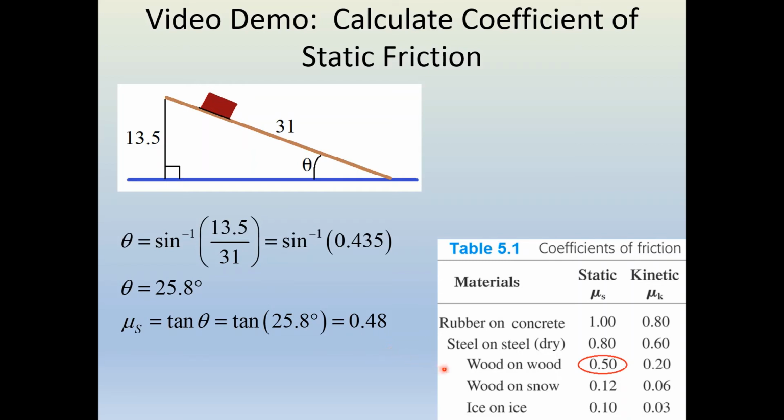And obviously this coefficient will depend on the type of wood, how rough the wood is. For example, if we sand it really smooth, it's going to have a lower coefficient of friction. If it's rough and bumpy, it'll have a higher coefficient of friction. But nonetheless, you can see that we came up with a value that is very close to that as listed in the table.